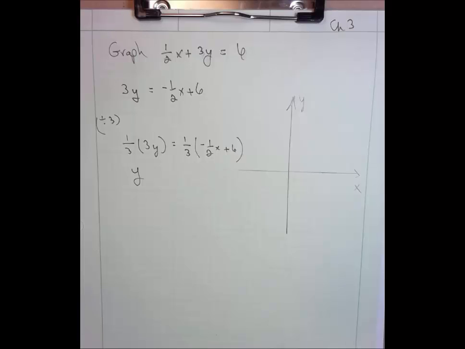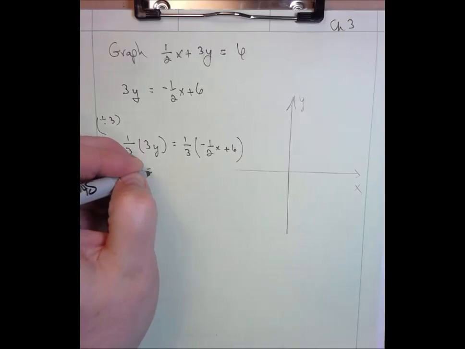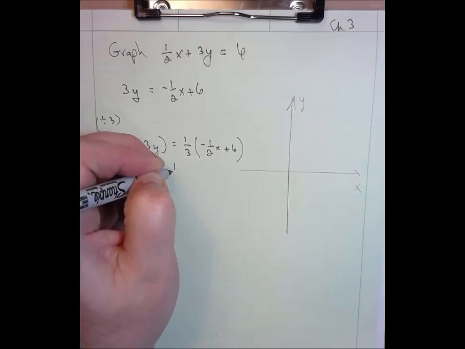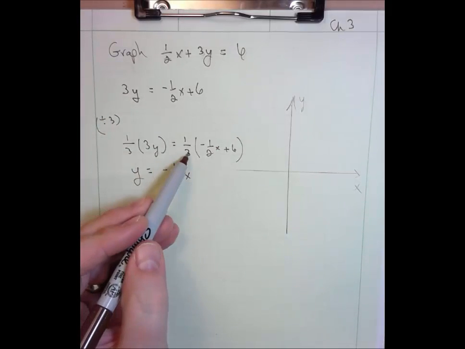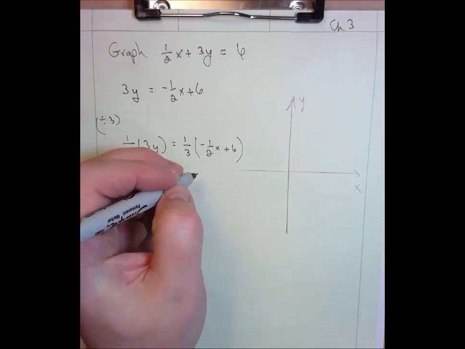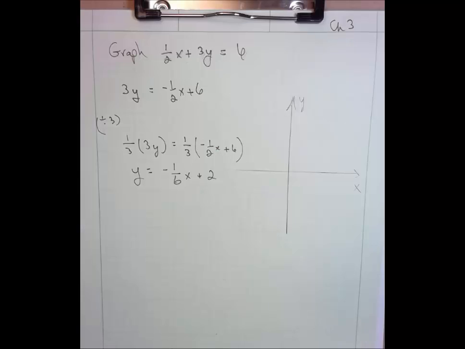So I end up with a y on the left-hand side. And then over here, 1/3 times negative 1/2 is negative 1/6 x. And then 1/3 times plus 6, 6 over 3, that's a 2. And so, one more time, showing that y equals mx plus b card, I now see the slope and the y-intercept for this particular item.